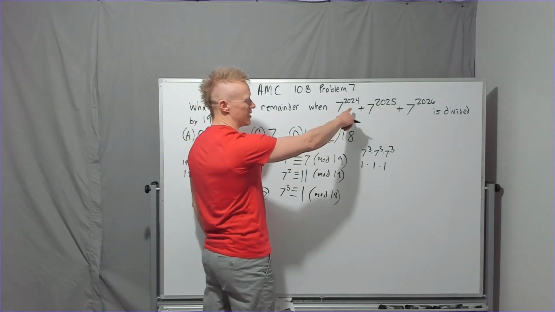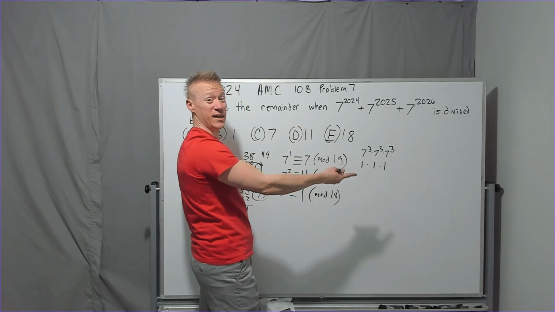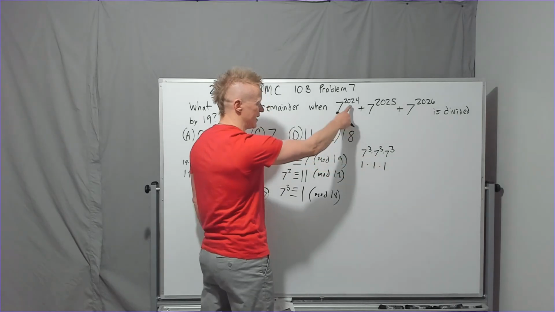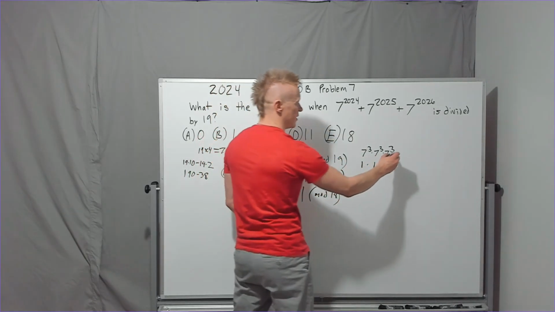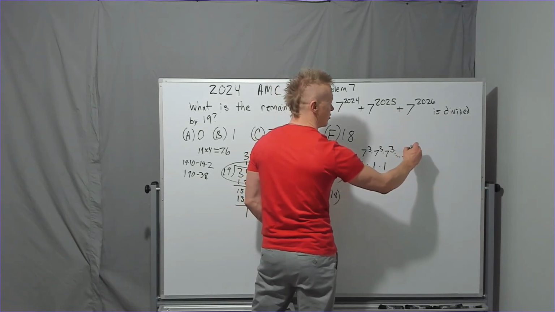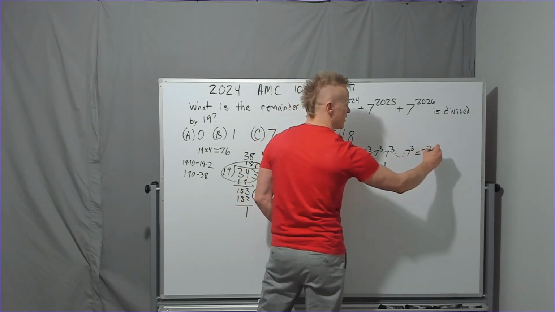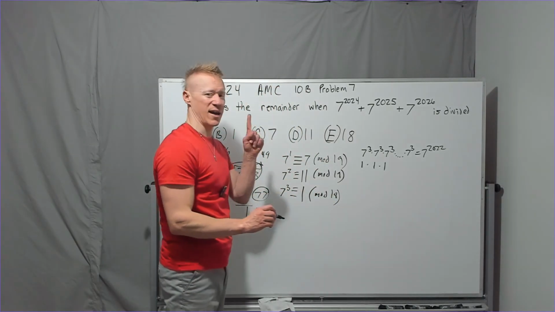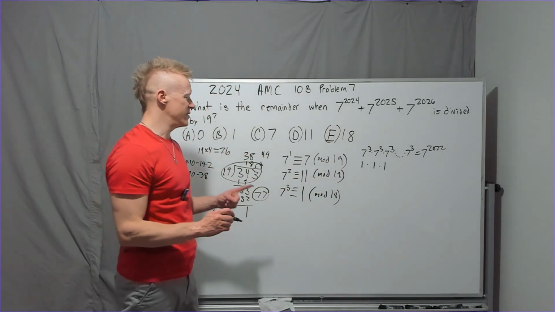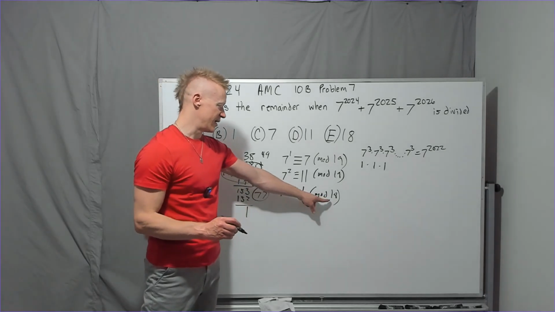So what is the nearest multiple of 3? Because you're adding a bunch of 3's to 2024. It would be 2022. So if I did this up until you got to 1 that gave you 7 to the 2022, that number up to right there would have a remainder of 1 when divided by 19.